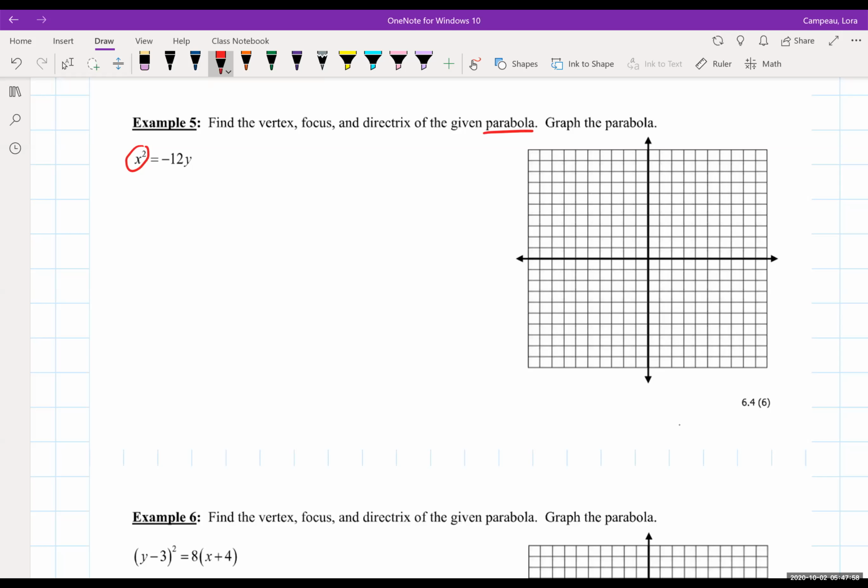The other thing you'll want to notice, and just ask yourself, is it the x term that's squared or is it the y term that's squared? And right now we have the x term is squared. So what that means is we're going to have a vertical parabola. And vertical parabolas either look like they're opening upwards or they are opening downwards. So those are the parabolas we've been mostly dealing with in this course so far.